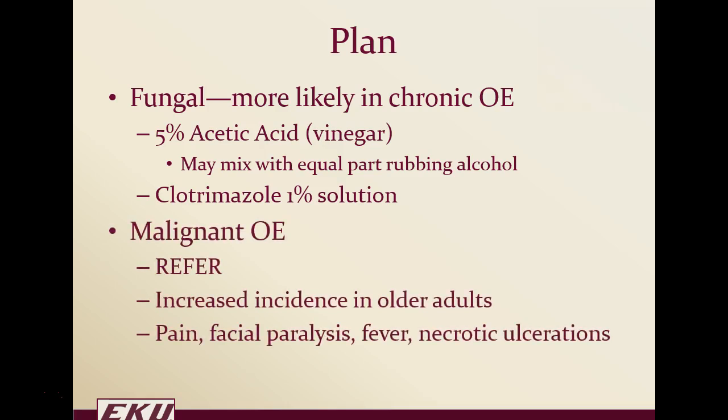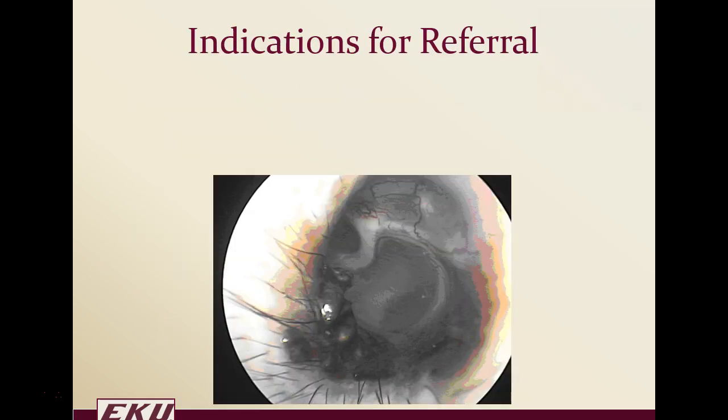The malignant otitis externa is about the only time you would need to refer. Like I said, it's higher in older adults. The thing with a malignant otitis is that usually other parts of the body are affected. Like you might have facial paralysis, you may have ulcerations, and it's more systemic, so you're likely to have a fever, and the pain is increased. So that's a picture of necrotizing malignant otitis externa.